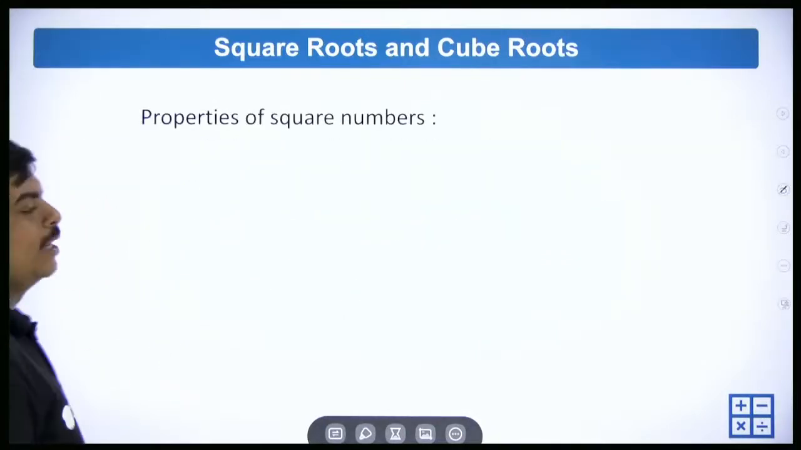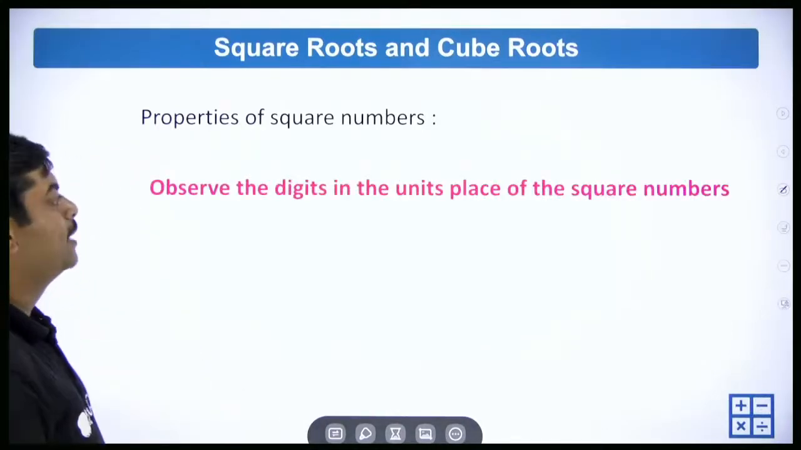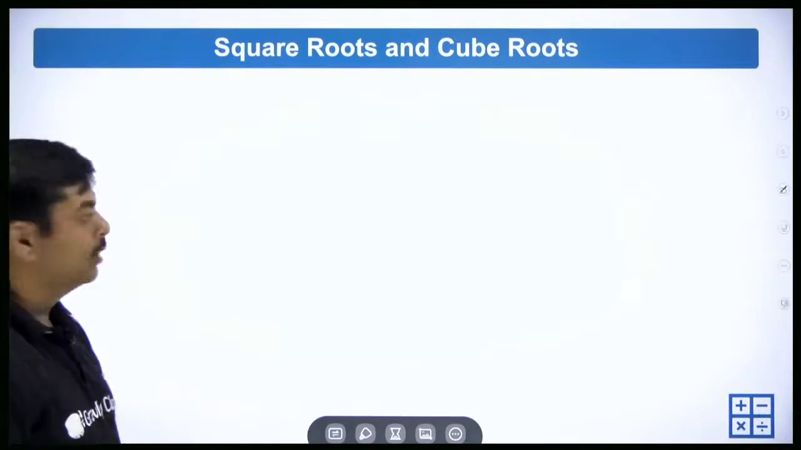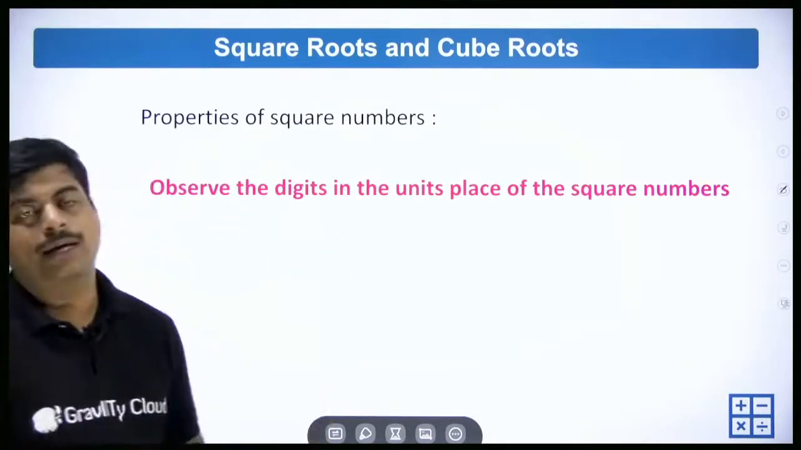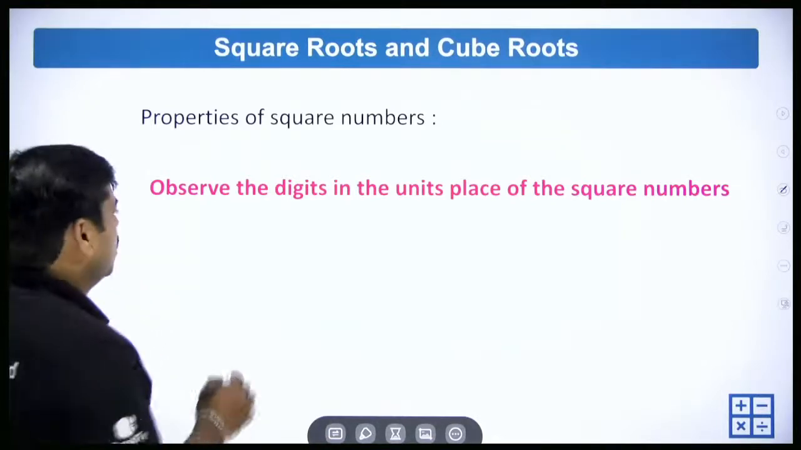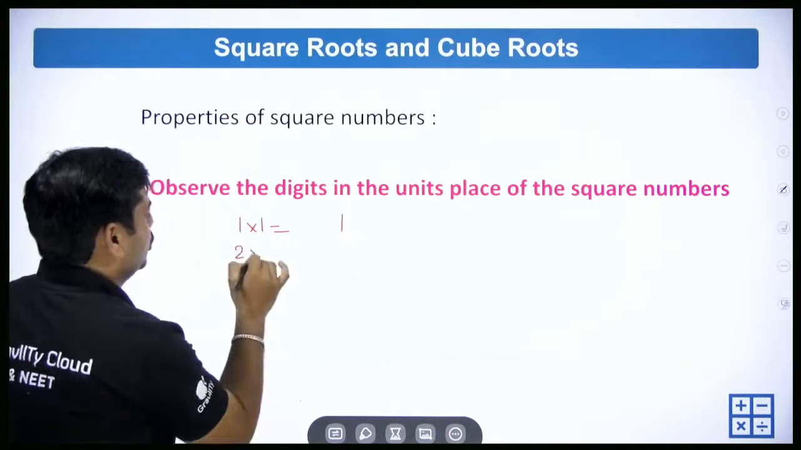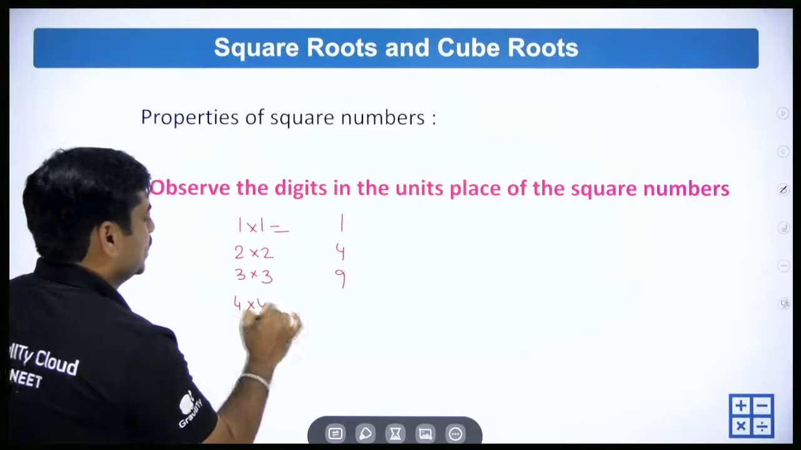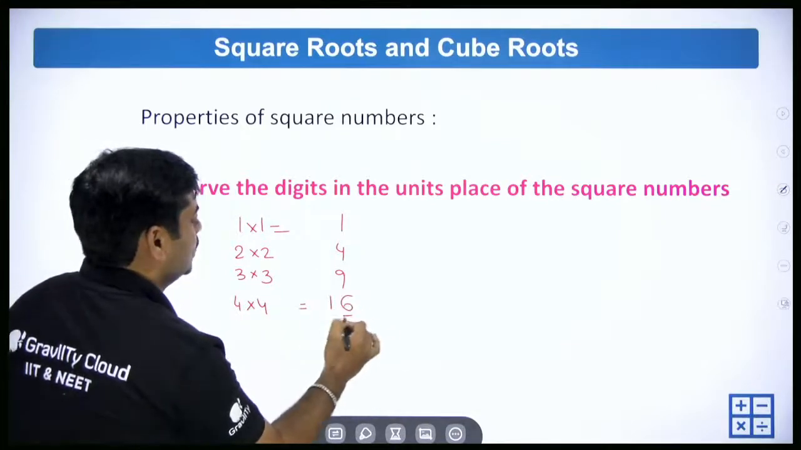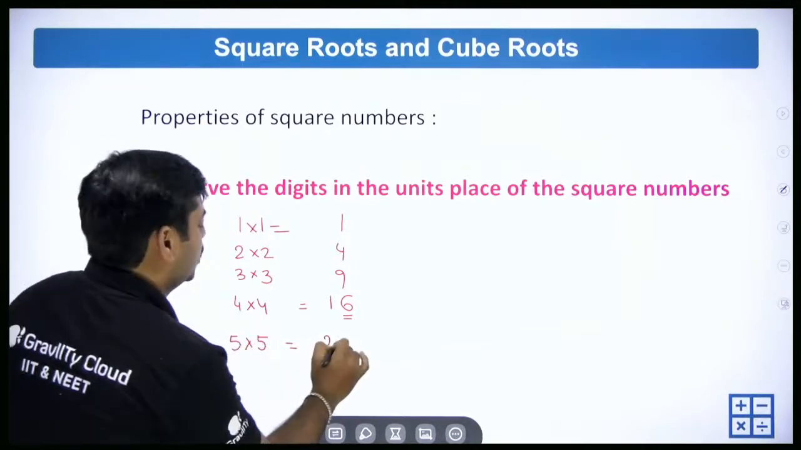Okay, what else? Properties of square numbers. Let's try to understand a few properties about that. Observe the digits in the units place of a square number. For example, 1 into 1, we get the units digit as 1. 2 into 2 is 4. 3 into 3 is 9. 4 into 4 is 16, where the units digit is 6. 5 into 5 is 25, the units digit is 5.